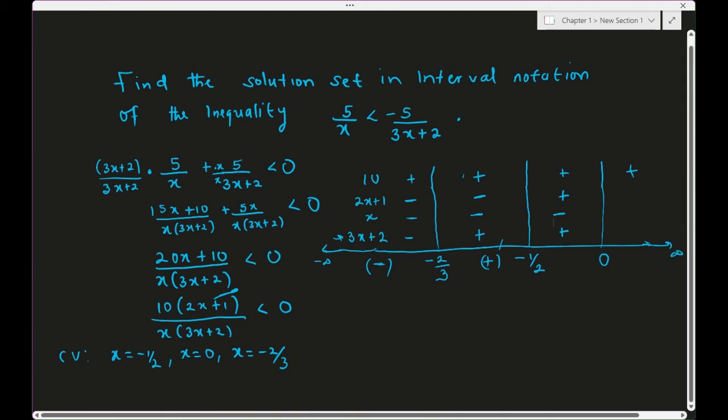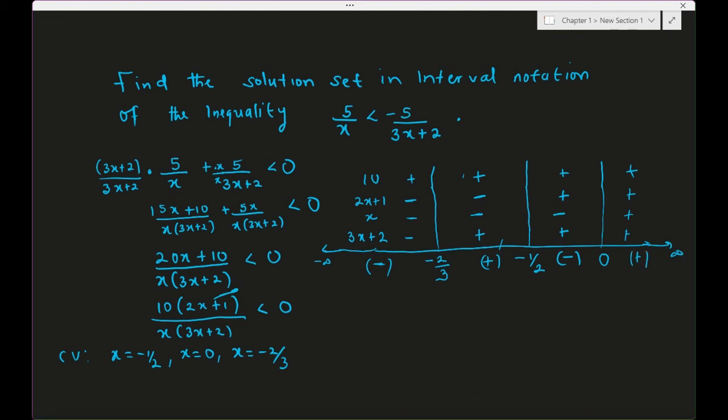Now, if you put the signs here together, you will see that this is negative. Then between 0 to infinity, this is easy. We can take 1. If you take 1, this is positive, this is positive, and this is also positive. Now, everything here is positive.